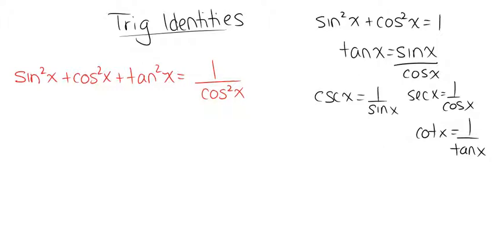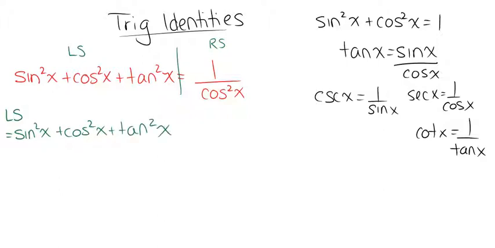Okay, so you'll notice you have a left side and you have a right side. Write down the equal sign. So you just work with one side at a time. So I'm going to choose the left side because it looks crazier than the right side. So I'm only going to work with my left side. So I have sine squared x plus cos squared x plus tan squared x. And I want to make it equal to 1 over cos squared x.